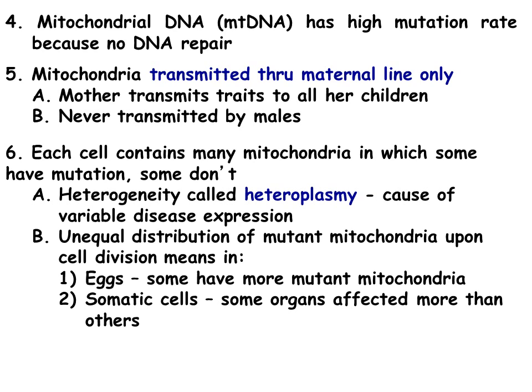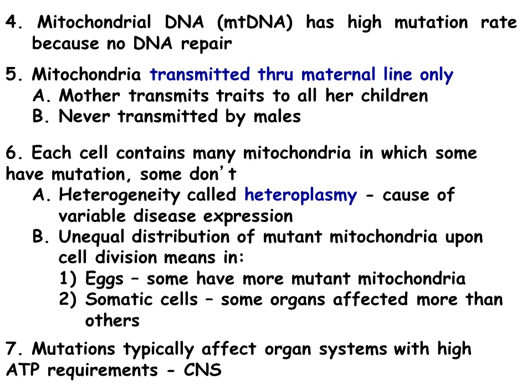So since each cell, as I was saying in the previous slide, contains many mitochondria, some of which will have the mutation and some don't, we distinguish it from mosaicism by referring to it as heteroplasmy. And that's the cause of the variable disease expression. So the unequal distribution of mutant mitochondria upon cell division means that in some eggs we'll have more mutant mitochondria than others, and the somatic cells have some organs affected more than others as well.